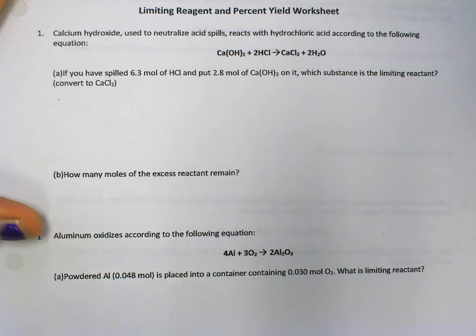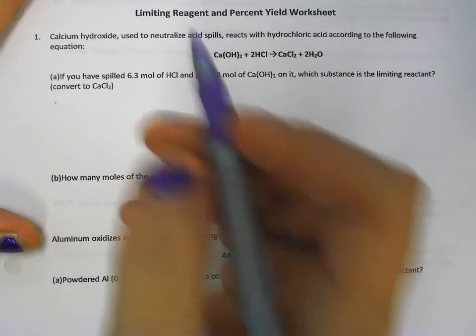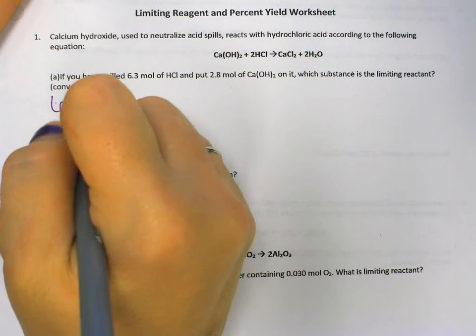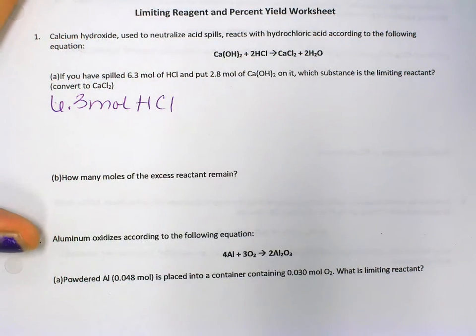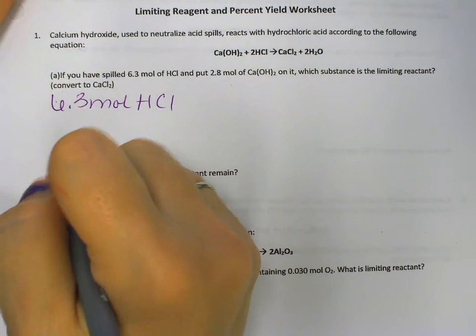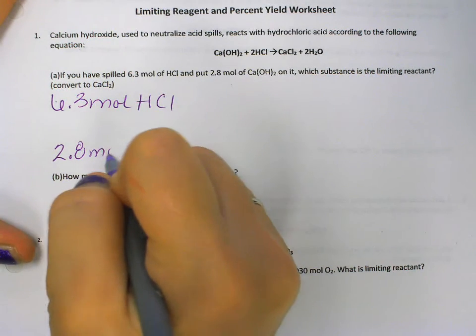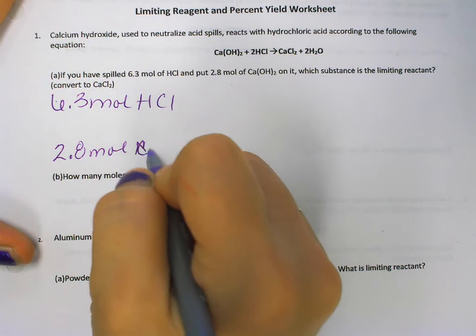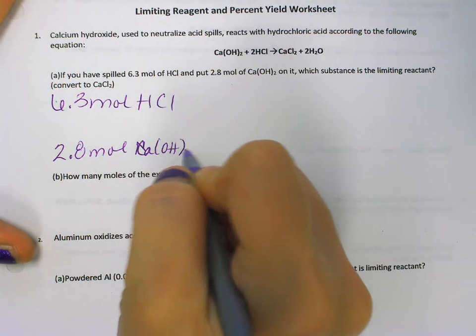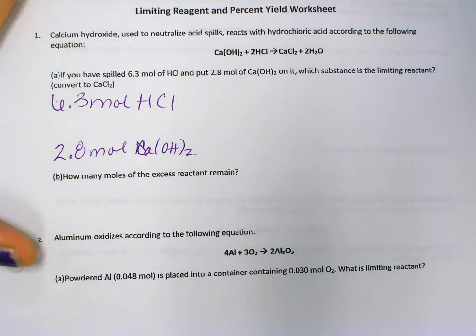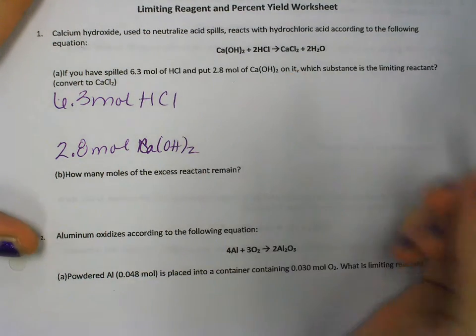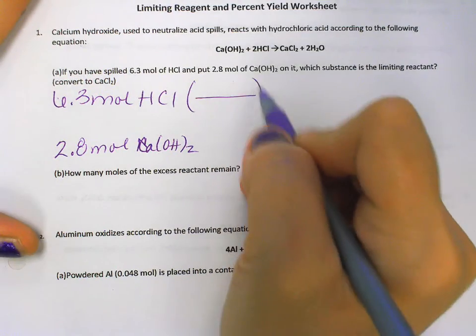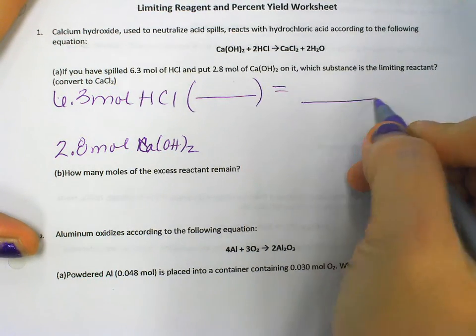All right. So it says, I've spilled 6.3 mole of HCl on the ground. I only happen to have 2.8 mole of Ca(OH)2 on hand to neutralize it. I want to know if I have enough. Well, I don't know if I have enough. What I have to do is figure out what do I get here. Let's change it into calcium chloride.